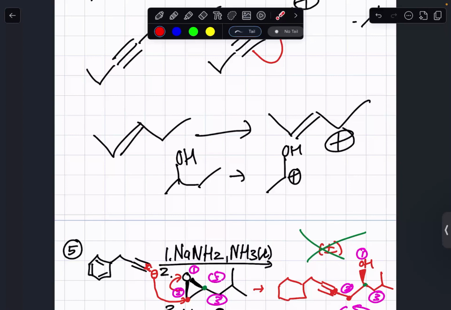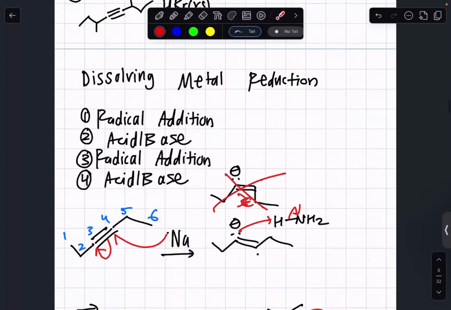Okay, before we end the session, I want to do two more things. I want to do the kinetic versus thermodynamic product, and then I want to end with synthesis problems. So let's do that.